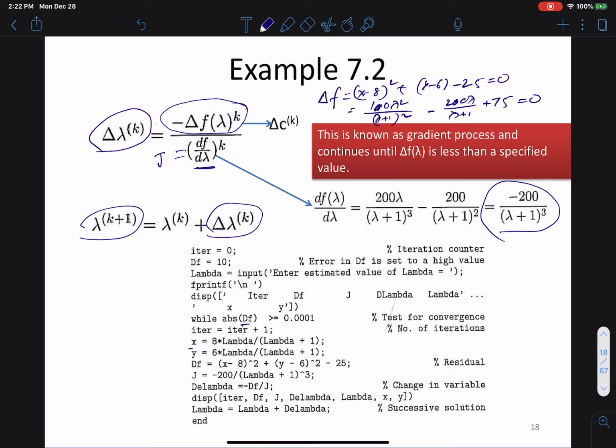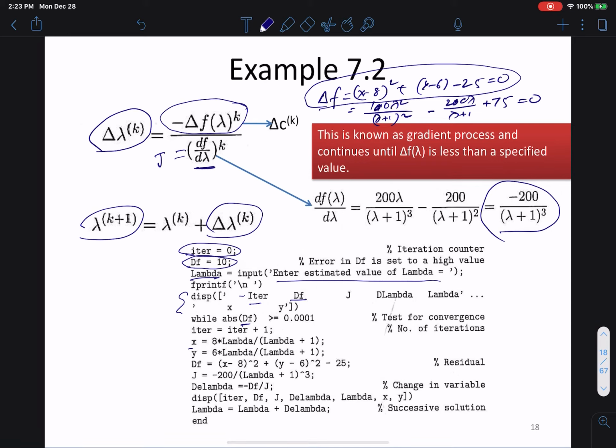So first of all, we're starting with iteration 0, and your delta F or df over here, we take it 10. That means delta F needs to be 0, right? Look at here, delta F needs to be 0 to reach the solution. So I'm starting from 10 to get into the loop. Then you can put an initial lambda, you can enter a value for lambda. Then your printf, next line. Then you're displaying all those parameters: iteration, function, j, d lambda, lambda, and all those values, and x and y, right?